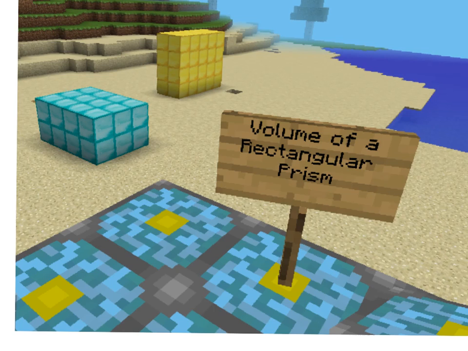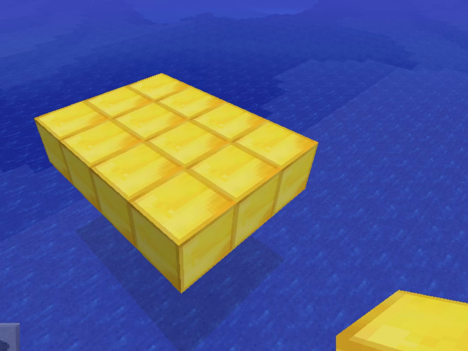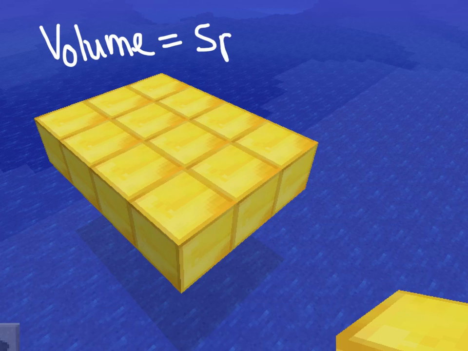Hi there. In this video, we're going to take a look at how to find the volume of a rectangular prism and where that volume formula comes from initially. So let's look at the volume of this simple 3D rectangular prism. Volume, we should remember, is the amount of space that an object takes up in our world, in our universe.